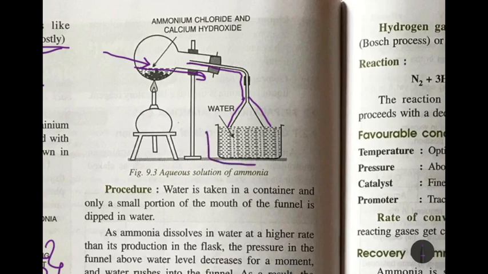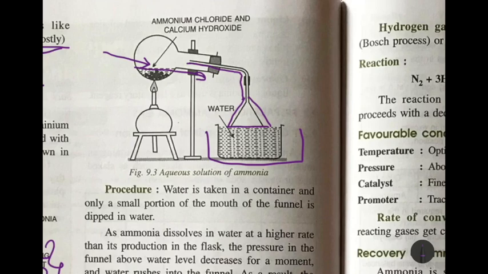You can see water is taken in a container, and only a small portion of the mouth of the funnel is dipped in water, just the tip. As ammonia dissolves in water at a higher rate than its production in the flask, the pressure in the funnel above the water level decreases for a moment, and what happens? Water will rush back into the funnel.